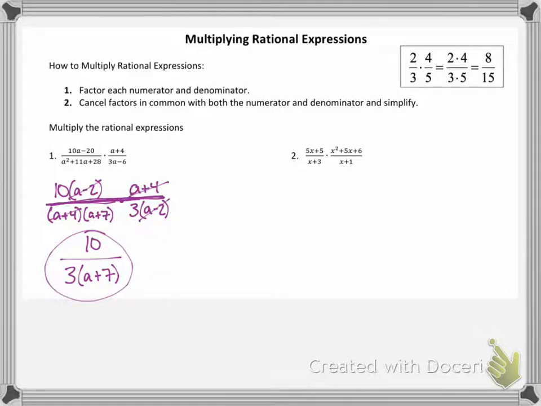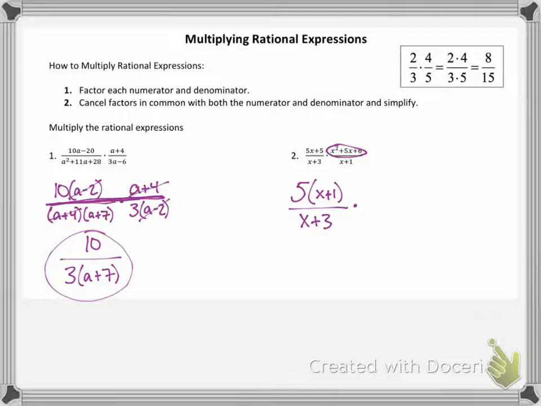So we take a look here at number 2. Same deal. We're going to focus on one piece at a time. So let's start top left with the 5x plus 5. I can take a 5 out and be left with x plus 1. Bottom left, x plus 3. No GCF. Nothing I can do with that. That's going to stay x plus 3.